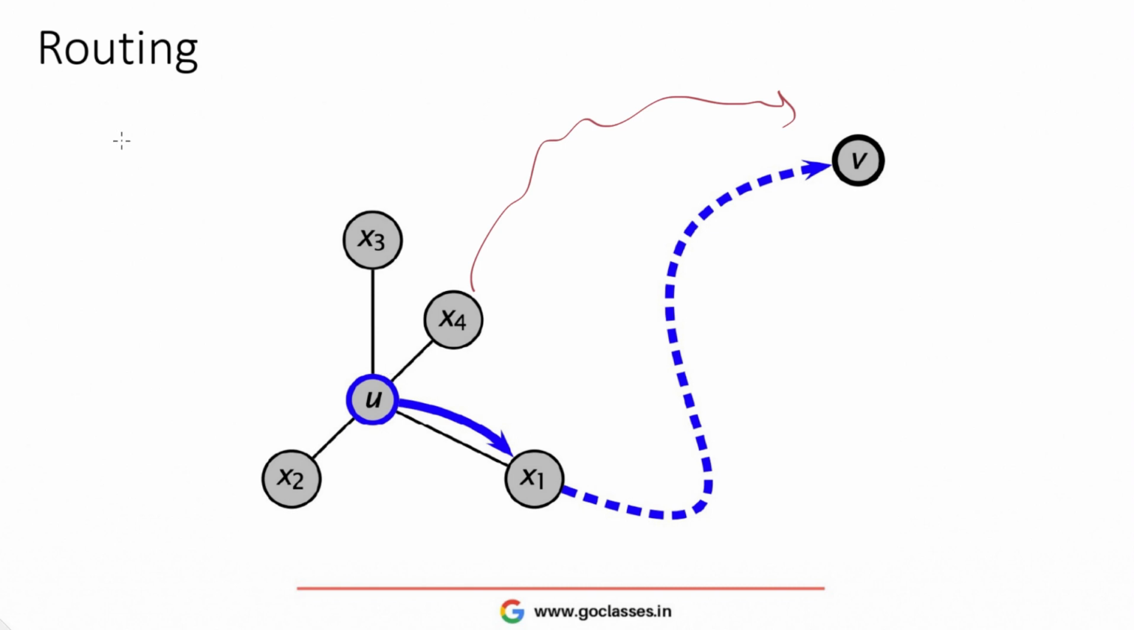And for that we have two routing algorithms. One is distance vector routing and another is link state routing. So in this video we will be talking about distance vector routing.